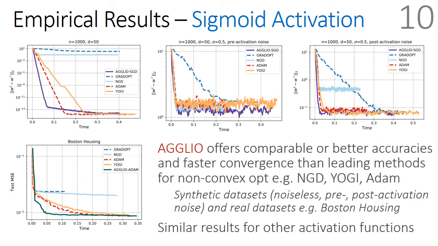We have performed extensive experiments to validate AGGLIO, both in ideal noiseless as well as noisy settings. Our algorithm offers comparable or better accuracies and faster convergence than benchmark non-convex optimization algorithms like NGD, Yogi, Adam, etc. Our provable guarantees are supported by synthetic as well as real datasets.